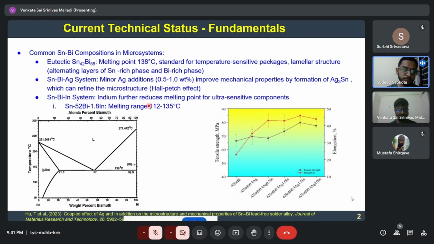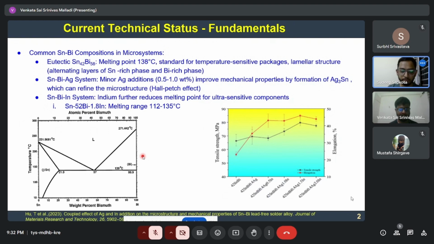Third is the tin bismuth indium based alloy. The addition of indium reduces the melting point, suiting ultra sensitive components. On the left side, you can see the graph of the tin bismuth alloy composition. At 57% bismuth, it is the eutectic point. So for the next part, I am handing over to Srinivas.